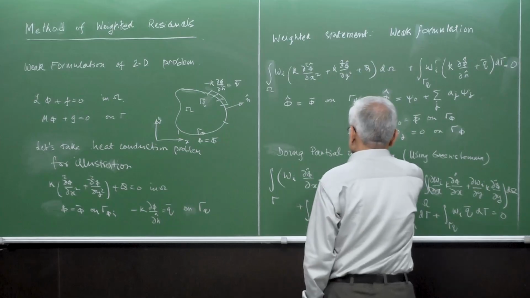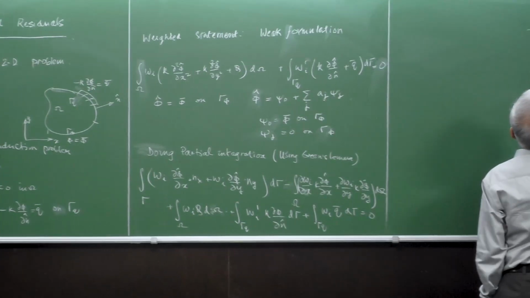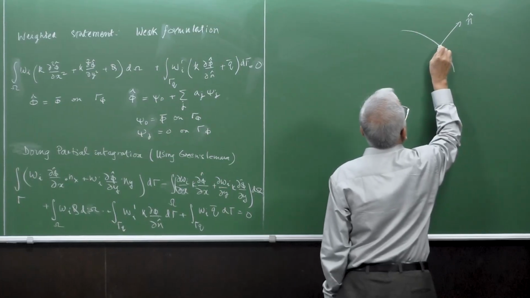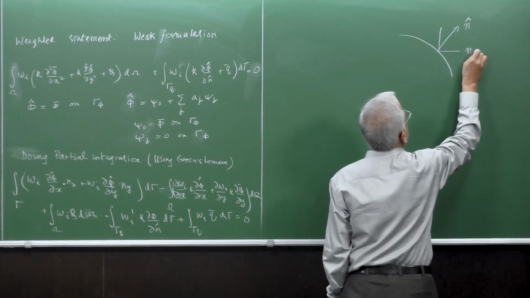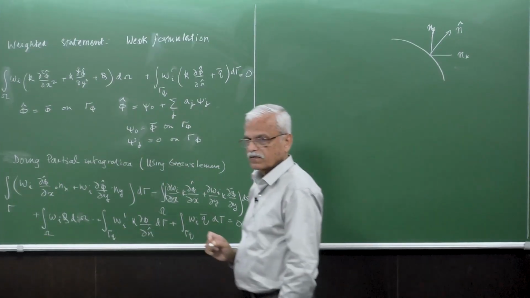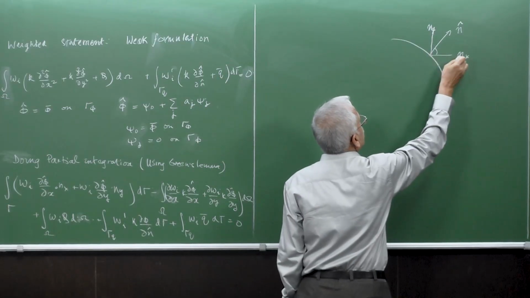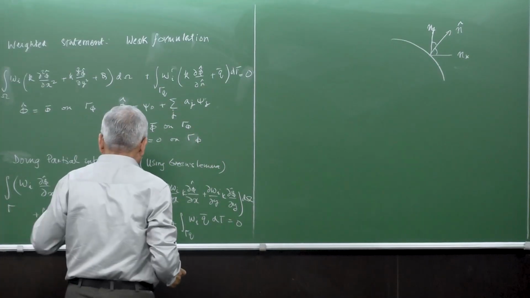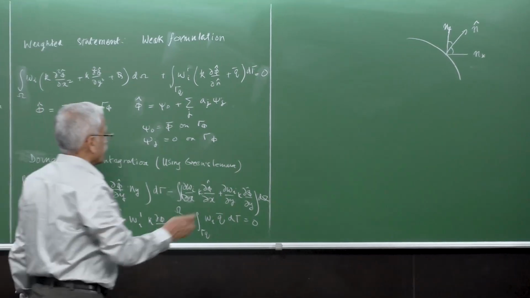So this nx and ny, as I was telling you yesterday, if there is a unit normal to the boundary, so this nx and ny are nothing but the directional cosines of the normal. You can even say that it is cosine of the angle here for nx, cosine of the angle here for ny. So that's how they are defined.